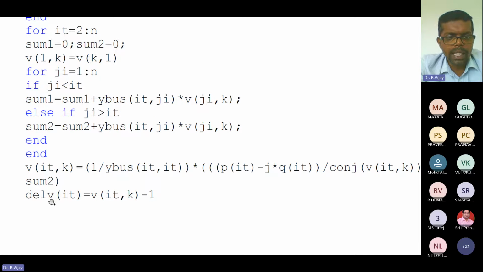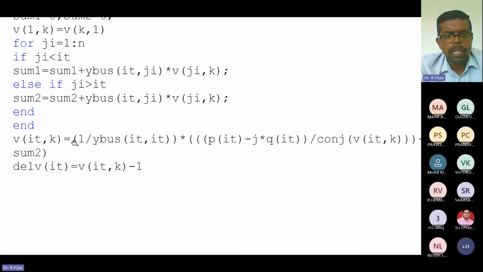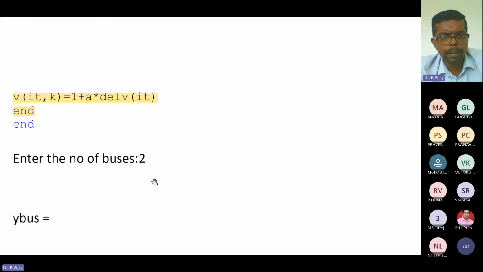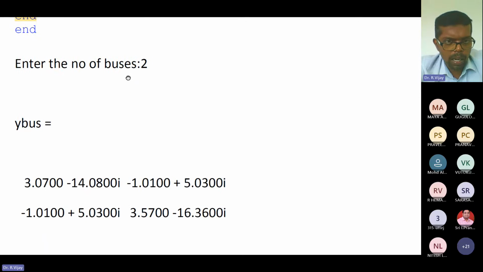And the change in the voltage value, we are also calculating here. For that, we are making one loop. Okay, the voltage value, change in the voltage value. Let's simulate this and see. And here also, what I'm doing is displaying the iteration: V of iteration k plus 1 is equal to 1 plus A star del, that is the change in the voltage. So here, I'm entering the bus number as 2.